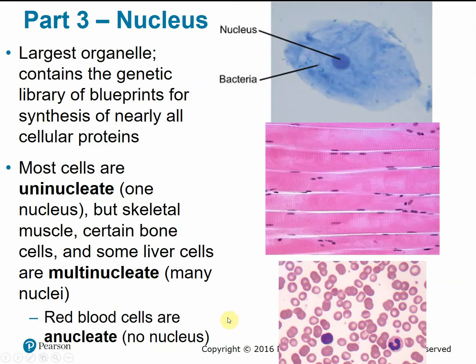There are also some cells that have no nucleus. Red blood cells are actually anucleate, meaning they do not have a nucleus. If we look at a blood smear under the microscope, sometimes they look kind of like little red donuts.